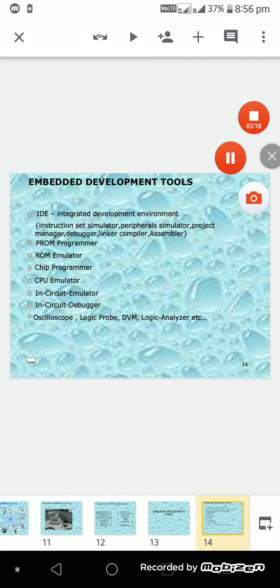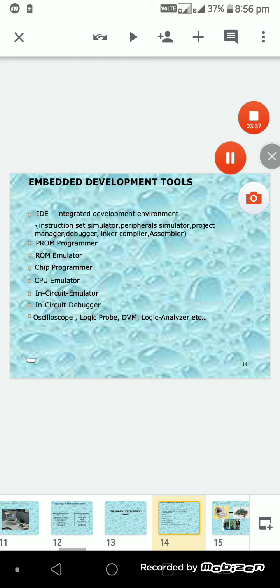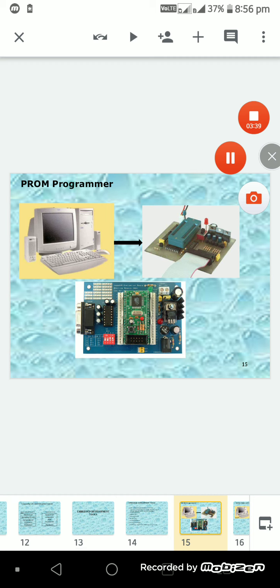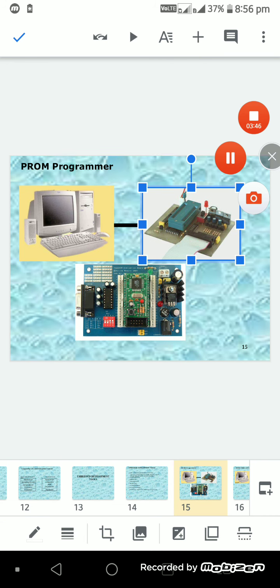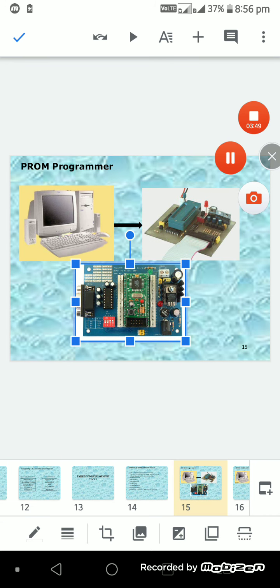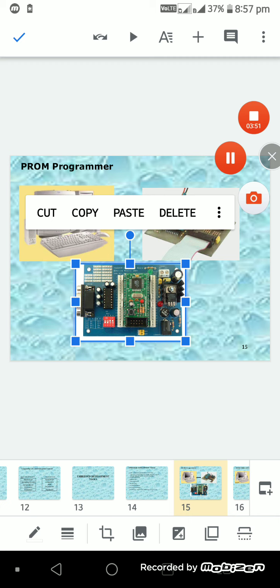We are using a PROM programmer, a programmable read only memory programmer. And next, RAM emulator, chip programmer, CPU emulators, in-circuit emulator, in-circuit debugger, oscilloscope, logic scope, DVD, logic analyzer, etc. See that, then the PROM programmer. The first one is a host, and the next one is a programmer. And next, this is a designing device of a module.